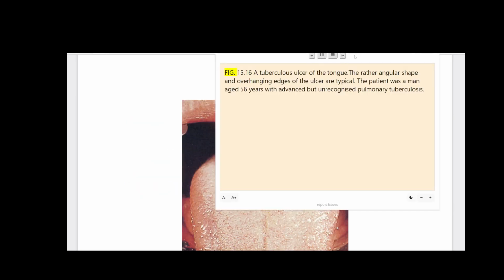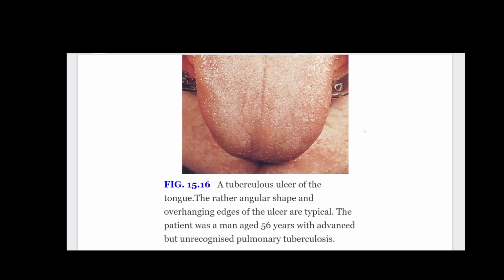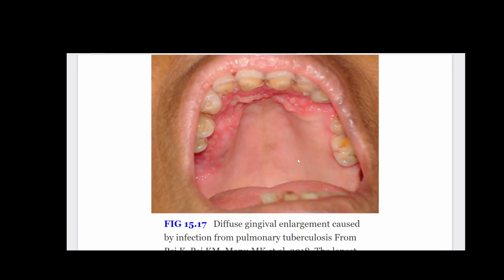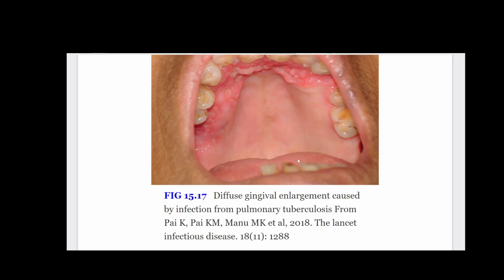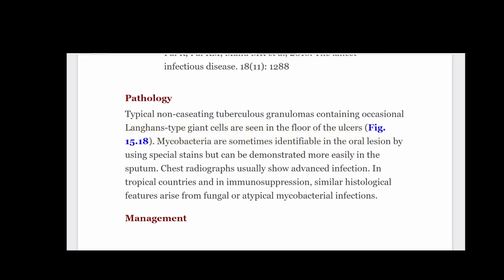Case. Fig. 15.16. A tuberculous ulcer of the tongue. The rather angular shape and overhanging edges of the ulcer are typical. The patient was a man aged 56 years with advanced but unrecognized pulmonary tuberculosis. Fig. 15.17. Diffuse gingival enlargement caused by infection from pulmonary tuberculosis, from Pi K, Pi KM, Mano MK et al. 2018. The Lancet Infectious Disease. 18, 11, 1288. Pathology.